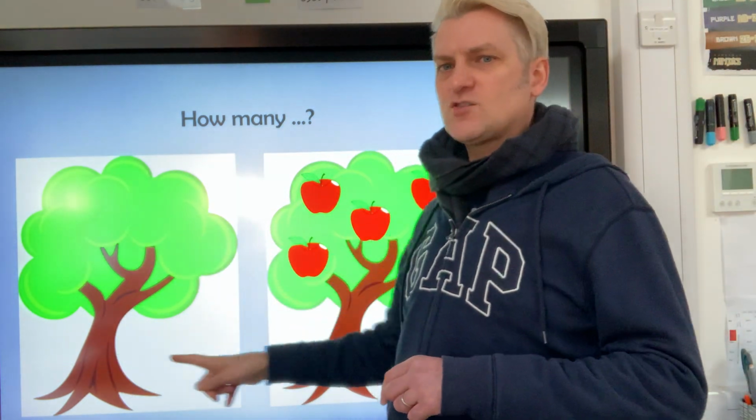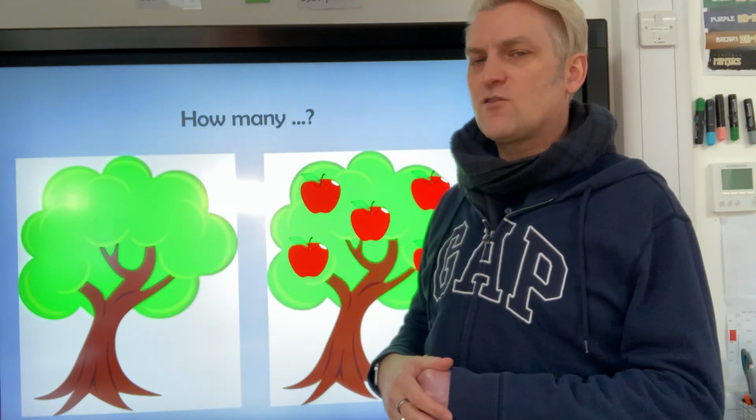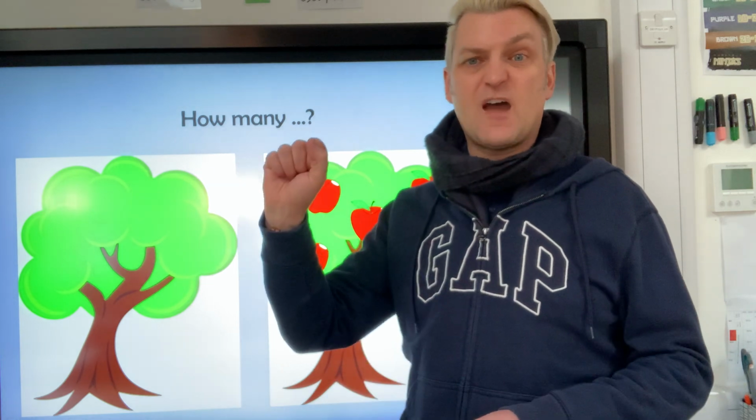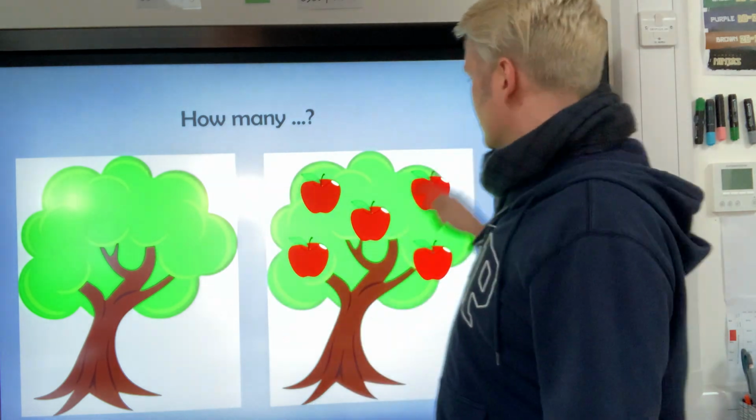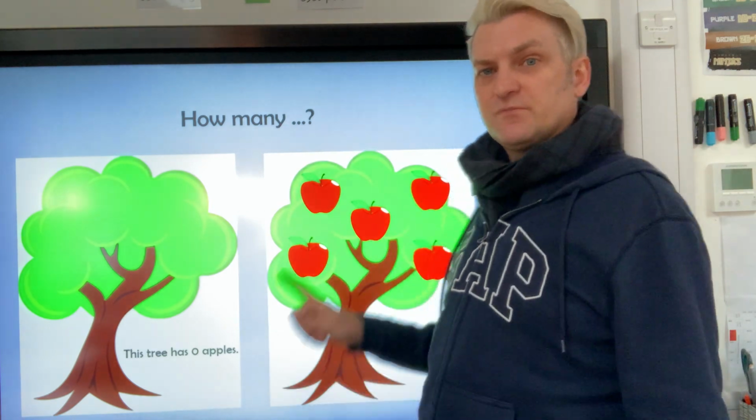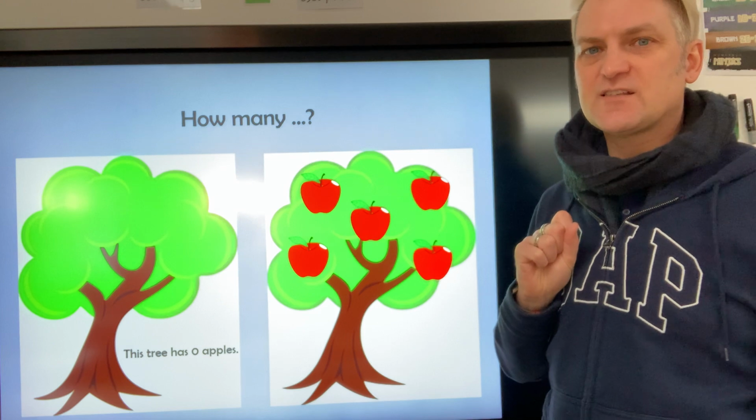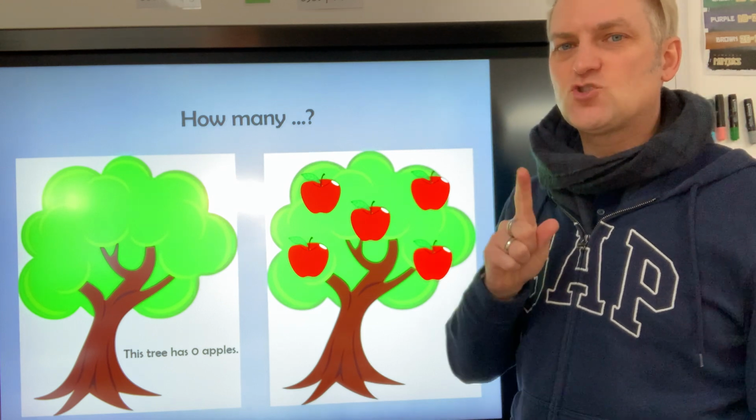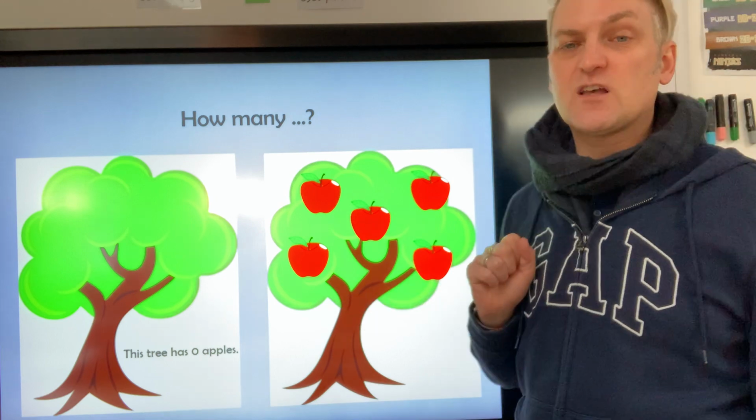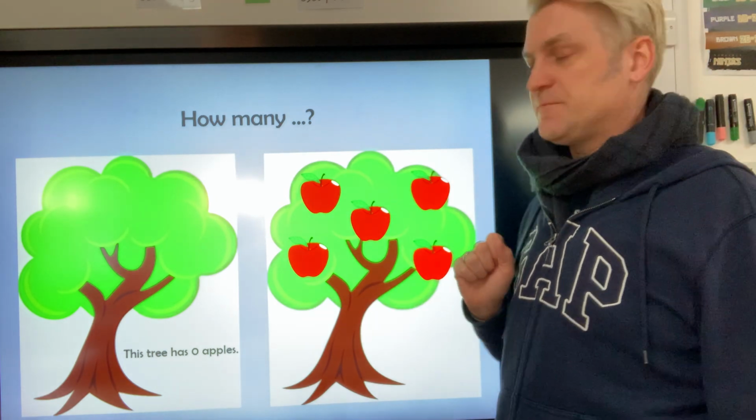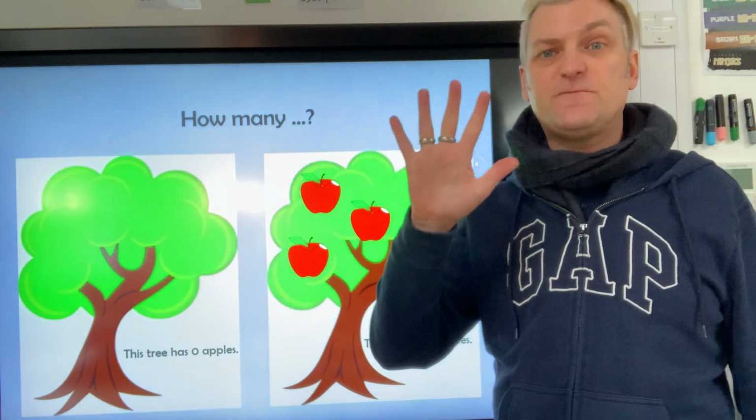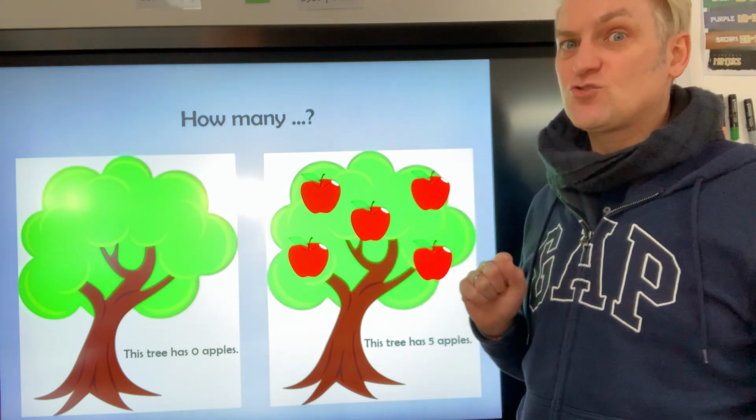Have a look at this one. Ooh, have a look at this tree. What could you tell me now? If you've got a grown-up there, tell them. There are no apples in that tree. There are zero apples in the tree. Here we go, look. And it says, this tree has zero apples. Looking at this tree now. How many apples can you see this time? Now, did you count or did you subitize? I think you could subitize, because looking at this pattern, it looks a bit like a domino or on a die, on a dice. One, two, three, four, five. Here we are. This tree has five apples. There are five apples in this tree.